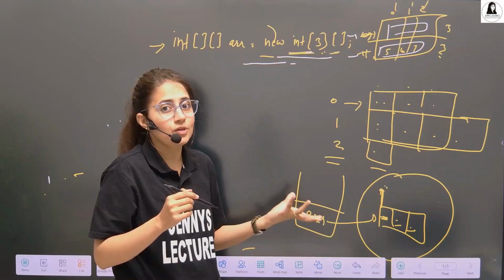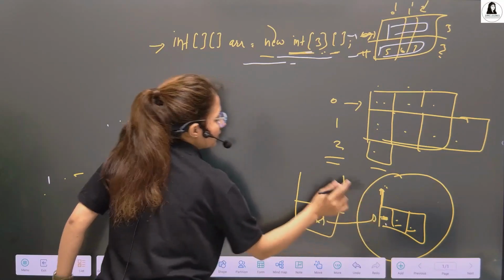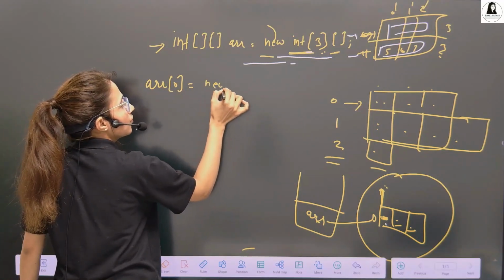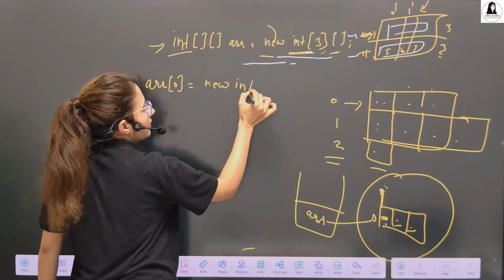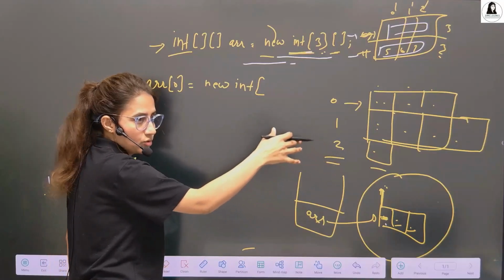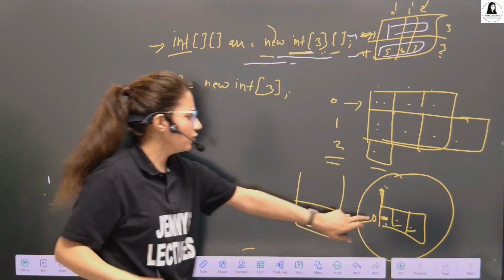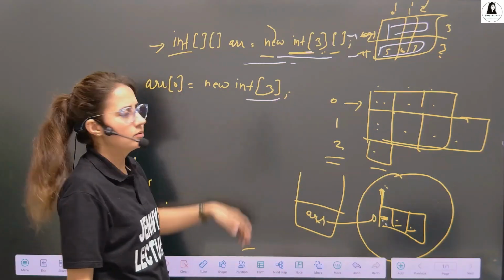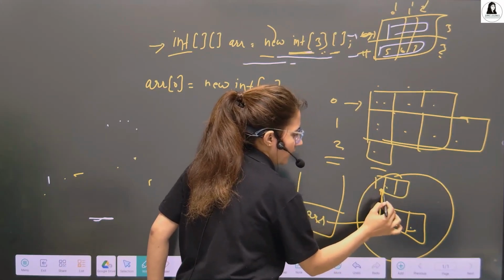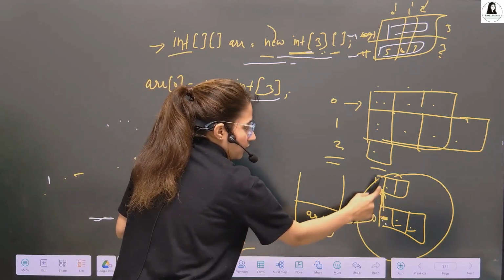So we know to allocate memory, we have to use the new keyword. So how to use? Just access this. So this is like array of 0 is equal to new of type int. How many columns do you want? 3. Because we know this is a 1D array, so here you give only one dimension. Now it will create 1, 2, 3, and now it will refer to this.